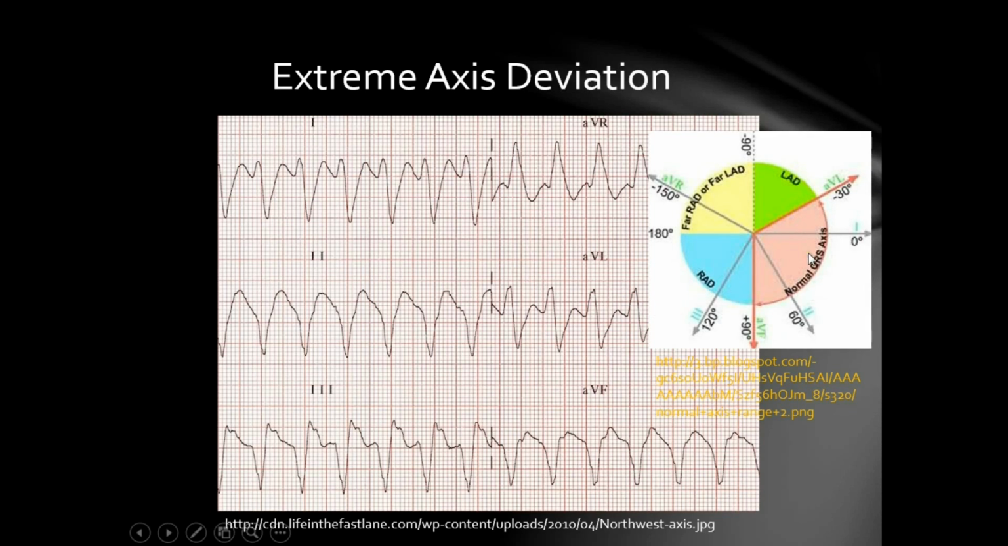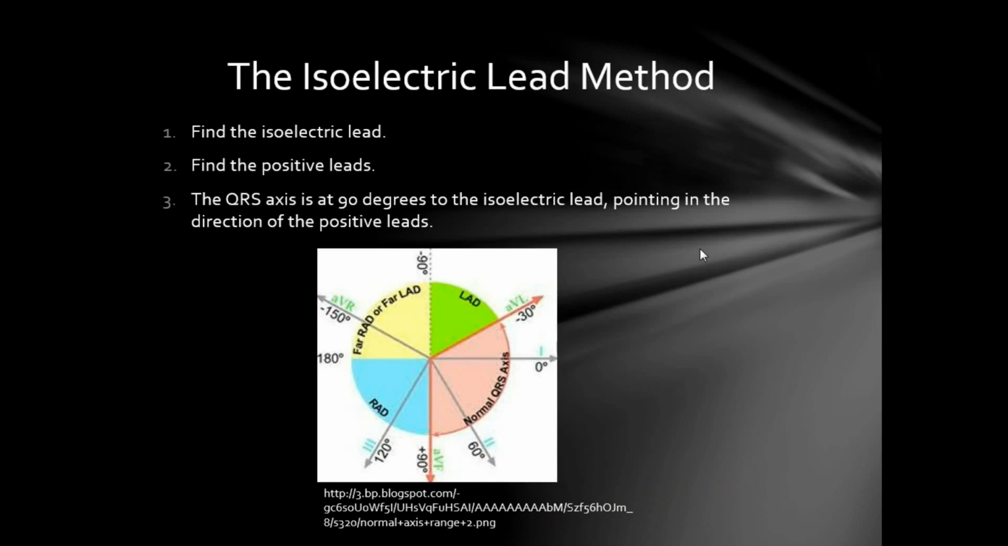Is it a normal one? Or is it a left axis deviation? Is it a right axis deviation? Or is it an extreme axis deviation? But what if we wanted to know how much is your cardiac axis? Then we would be using the second method, the isoelectric lead method.